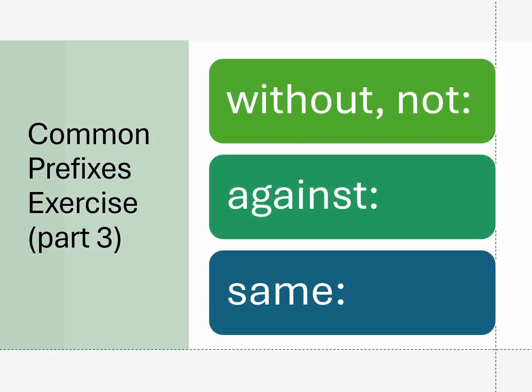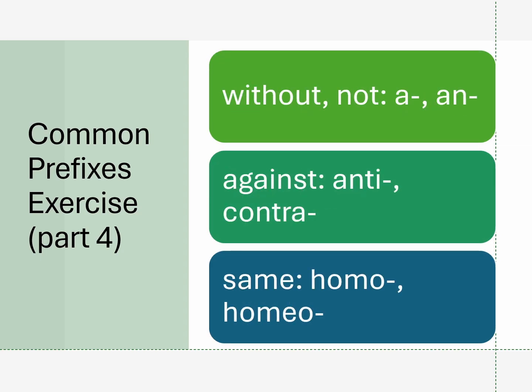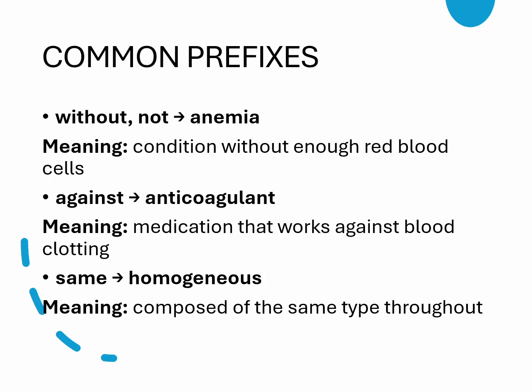Here are some more common prefixes: without or not, against, and same. Without or not is a or an. Against is anti and contra. And same is homo or homeo.